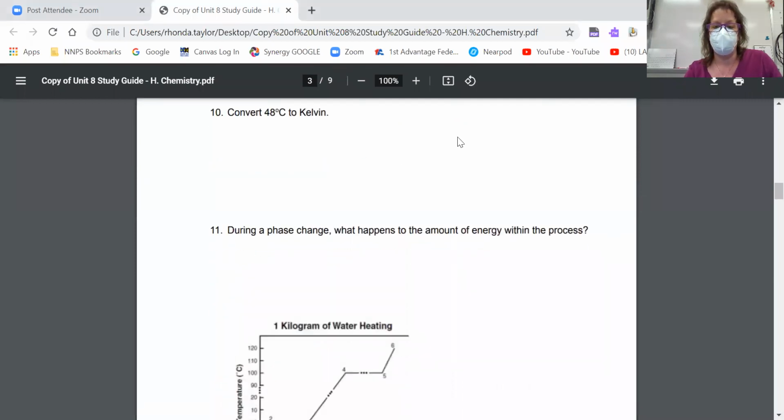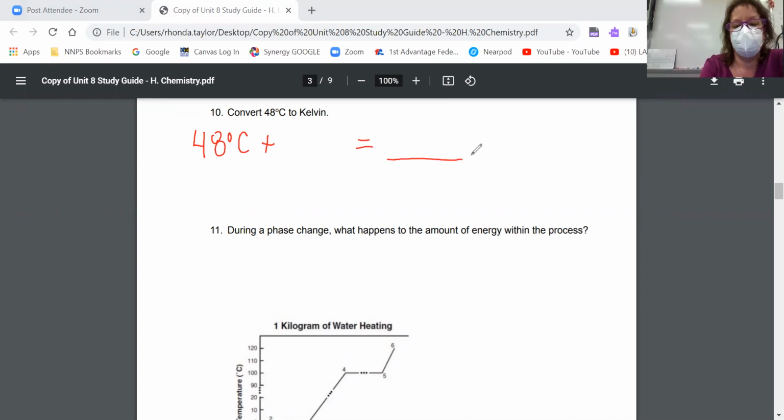Okay, number 10 is converting our temperature. So we're going from 48 degrees Celsius, and they want it in Kelvin. Anytime we go from Celsius to Kelvin, we have to add that 273. So this answer is 321 Kelvin. It's always the same number.